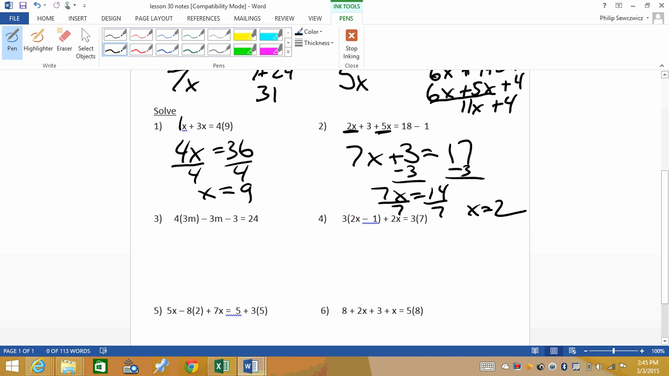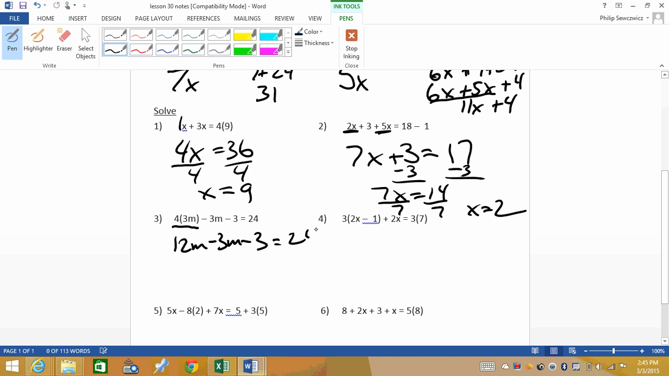Let's go to 3 here. Again, we're going to simplify first. We're going to clean anything up. If we notice on the right-hand side, it's just the 24. There's nothing to do over there, so I'm going to leave that alone. But on this left-hand side, I can do 4 times 3m and get 12m.